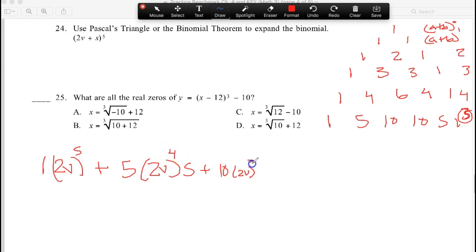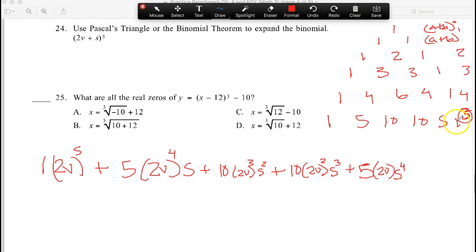2v to the 3rd power, and then s will be to the 2nd power. Then I take my next coefficient, which is 10. Take my first term and I'm going to depress it by 1, 2v squared, and this goes up by 1, s to the 3rd. Then I take my next coefficient, which is 5, not to be confused with s. And I take my first term, 2v, and I depress it by 1, so it's going to be to the 1st power, which I don't need to write, and that goes up by 1, s to the 4th.